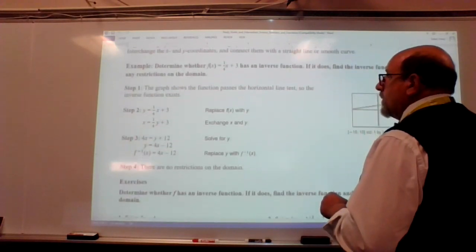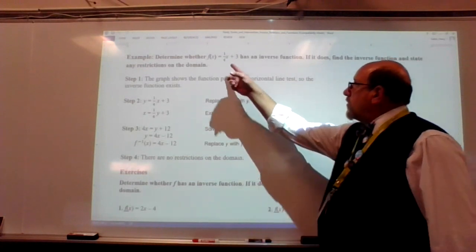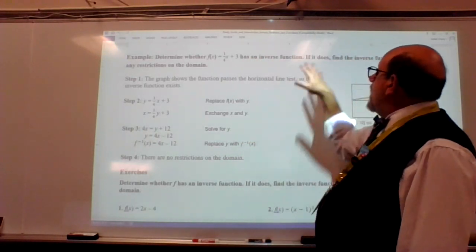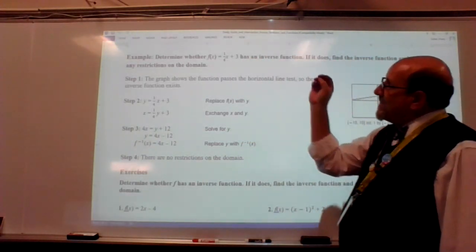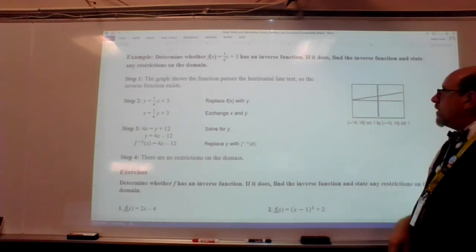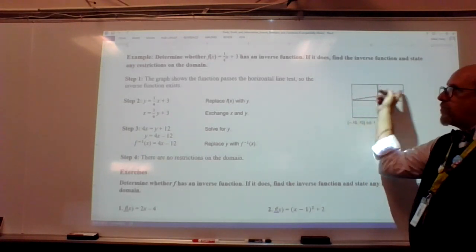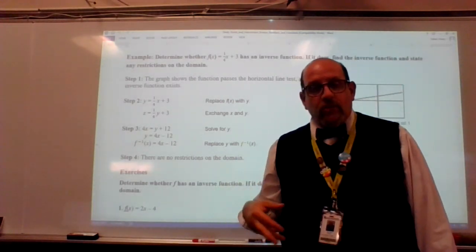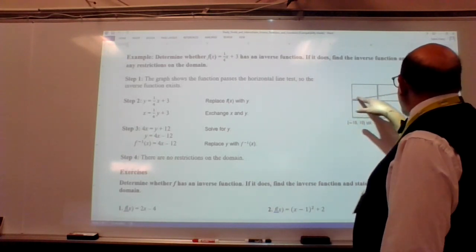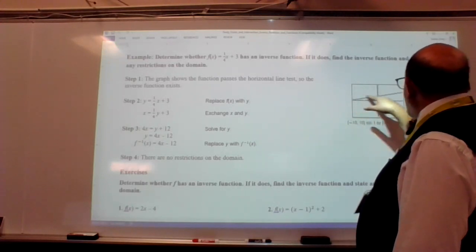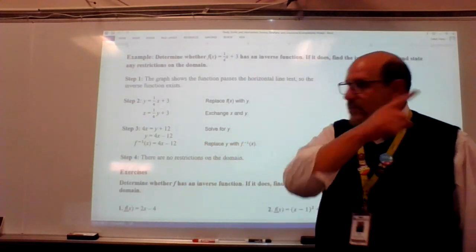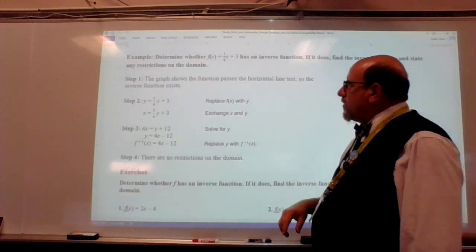Determine whether this function, 1/4 x plus 3, has an inverse function. If it does, find the inverse of that function and state any restrictions in its domain. Here is the graph of 1/4 x plus 3. It cuts through 3 and it has a slope of 1/4. It's a linear equation, and all linear equations have an inverse, because we could draw a horizontal line through this and it would only hit the function in one spot. So we know the inverse exists, and we can go ahead and do the work.